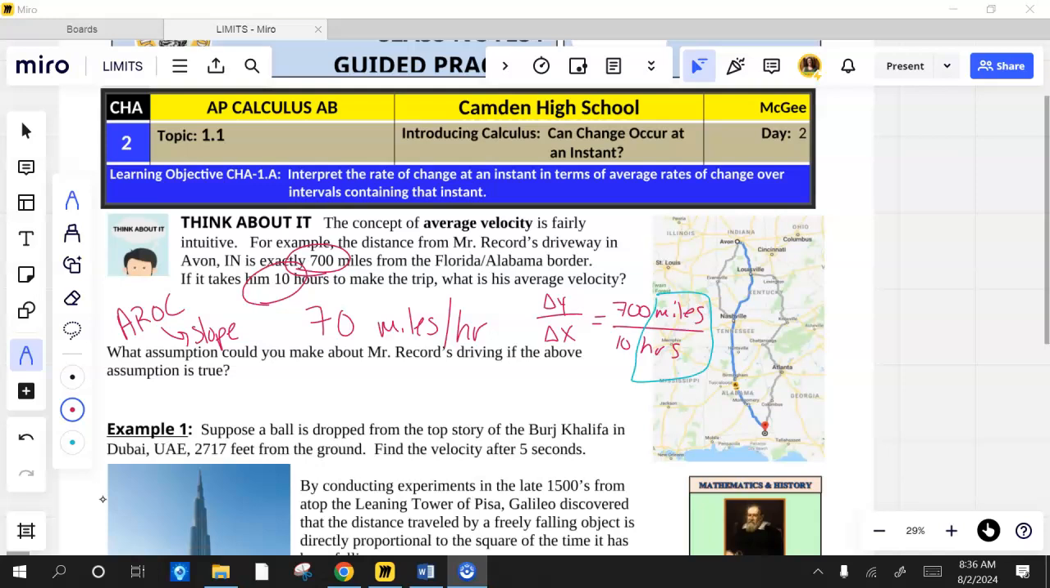Okay, everybody okay so far? AROC is nothing but that. That's his average rate of speed. That doesn't mean that's what he went the whole time. But he had to have gone that. Maybe what if he did 100 miles an hour? He had to hit it. Because I'm trying to take it to the mean value here. I'm trying to make connections.